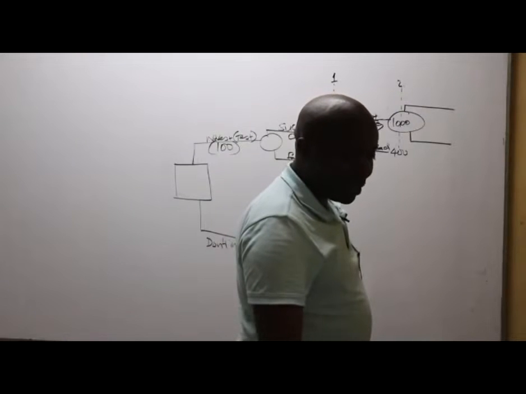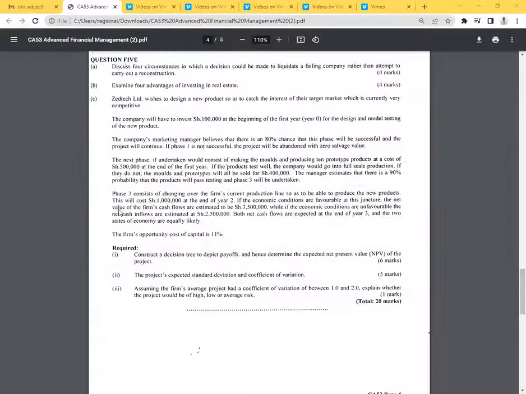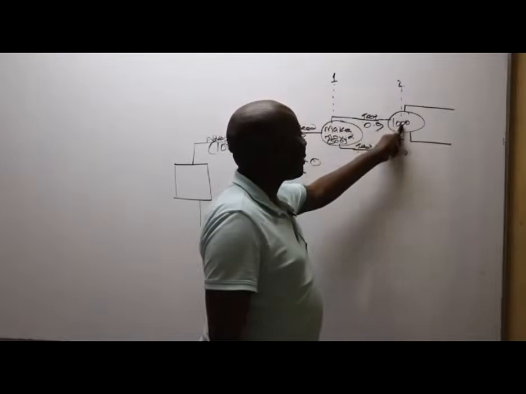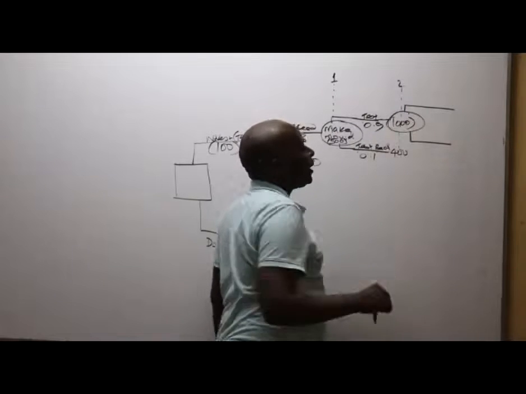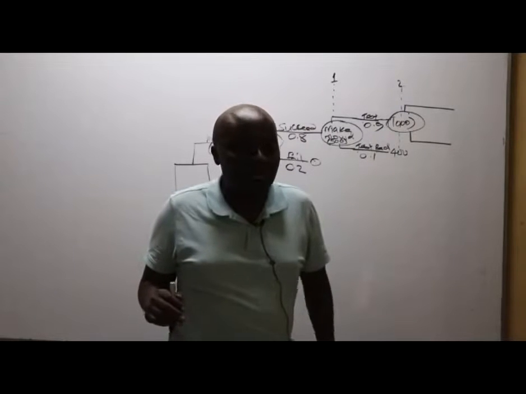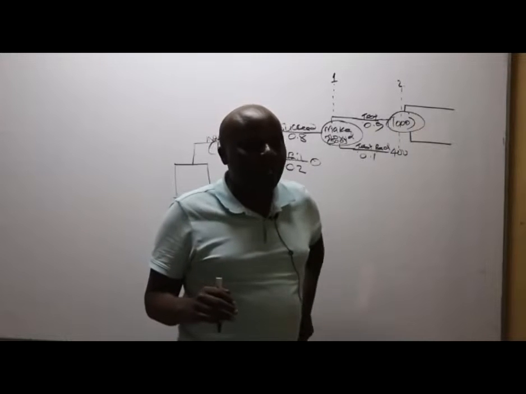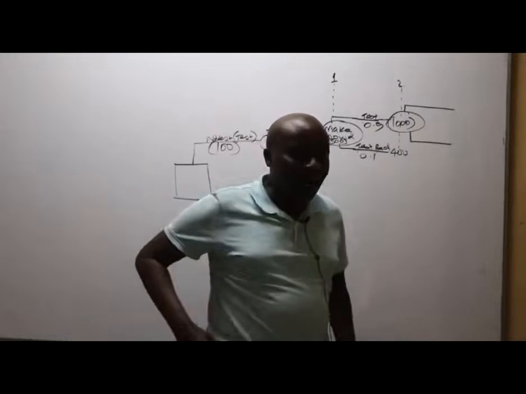They've told us here that phase 3 consists of changing over the farm's current production line so as to be able to produce the new product. This will cost 1 million. In my case, it's 1,000 because I'm cutting the 3 zeros, at the end of year 2. If you're keen, you must have realized that I'm having this 1,000 coinciding with the year 2. And remember, this is a cost, so it must be put inside brackets like that.